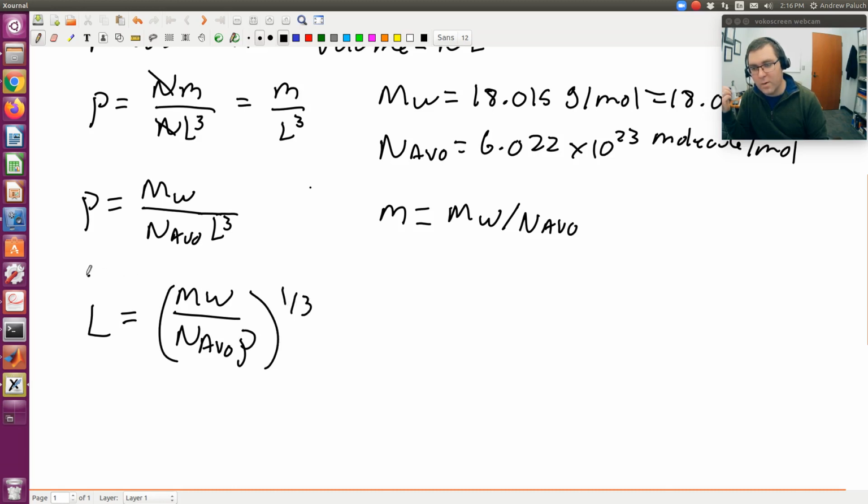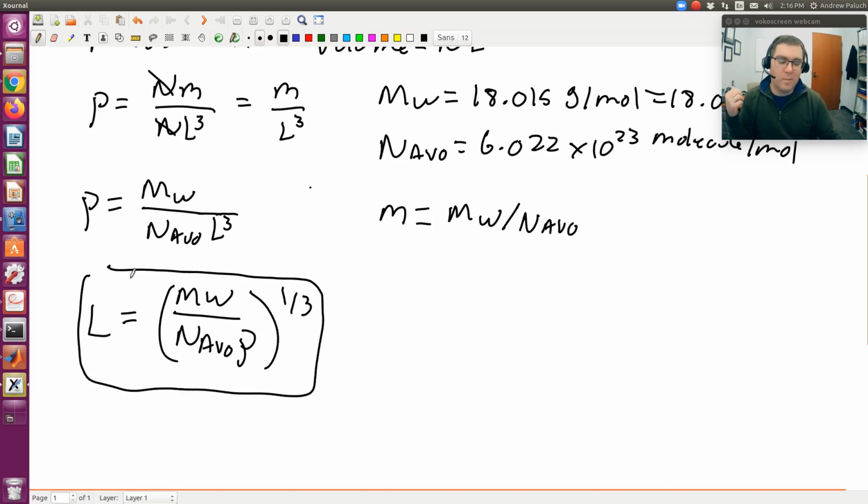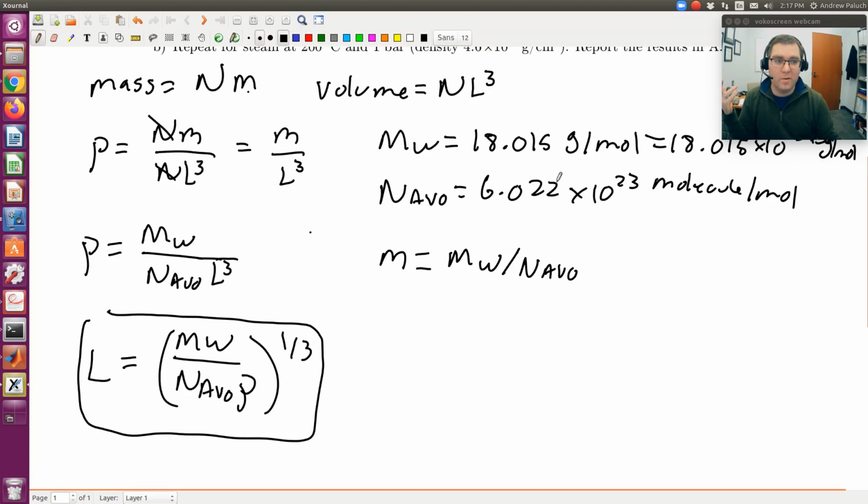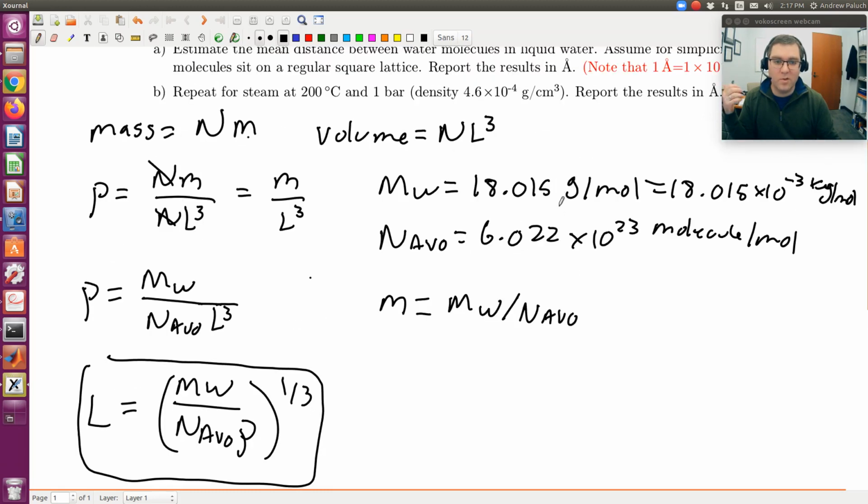In this problem, parts A and B, we're essentially given a value of density, and based on that value of density, asked to estimate L. Okay, cool. So with that, we'll take care of units here in a second once we get some numbers, but let's give it a try.